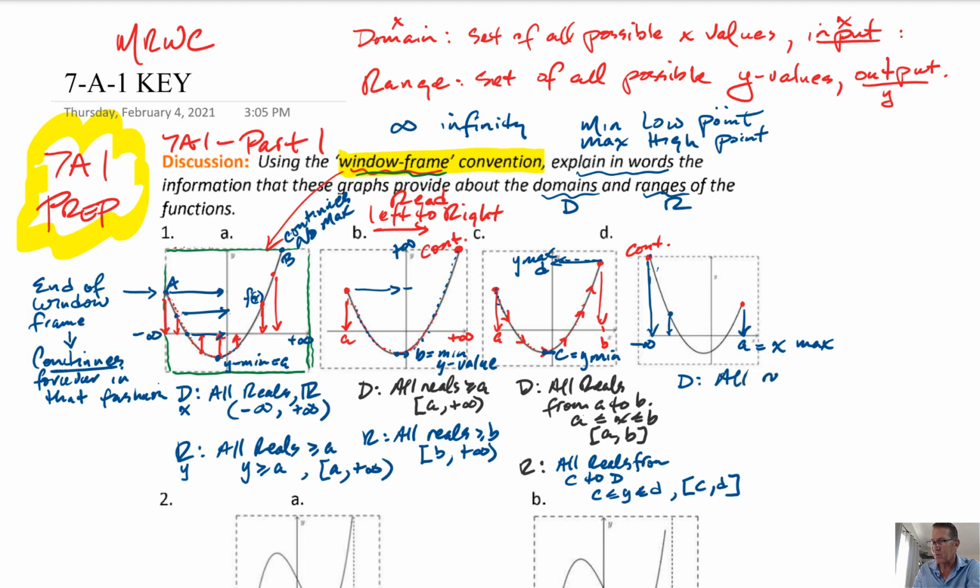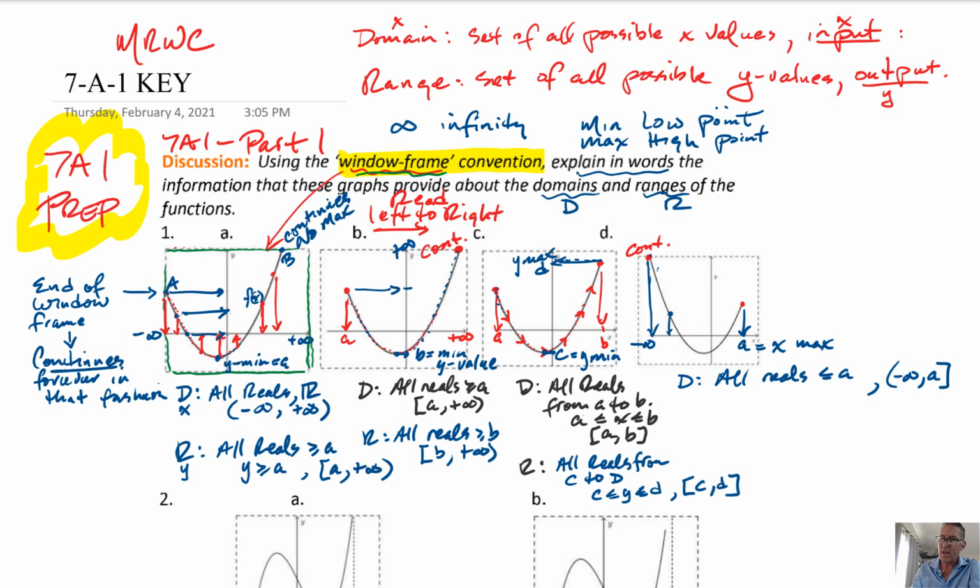So all reals less than or equal to A, whatever A may be. It could be 5, it could be 10, who knows? Now in interval notation, it would be open, negative infinity to A, closed, because you want to include A. It's less than or equal to A. Not less than A, but less than or equal to A.